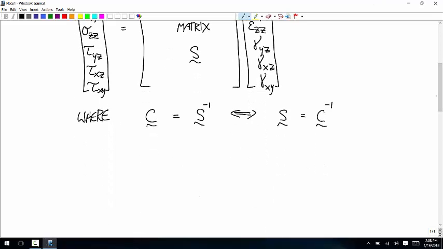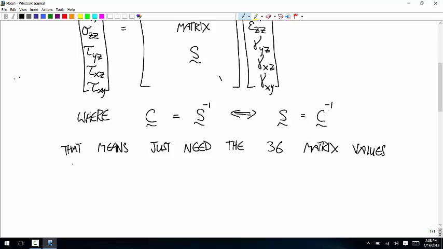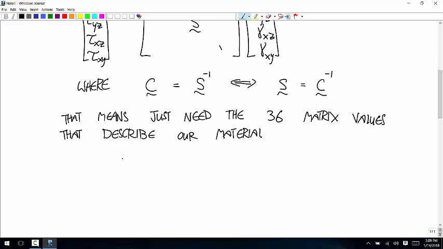Okay, so what this says is that we just need the 6 by 6 is 36 values that describe our material, whatever material. And that means that you have to do 36 mechanical tests to measure your material. I've never tried to draw this before, but this is supposed to be like that crying guy emoji.